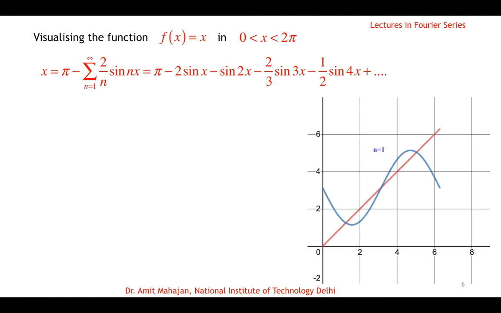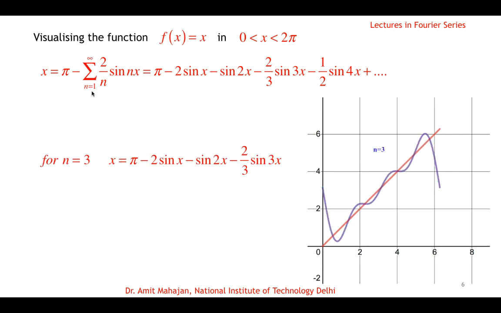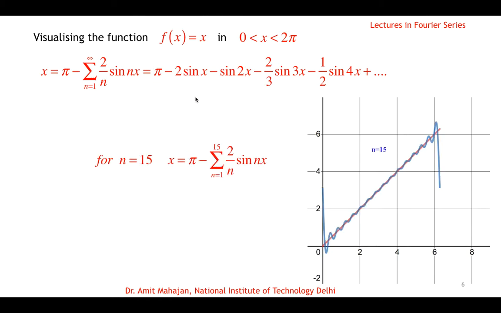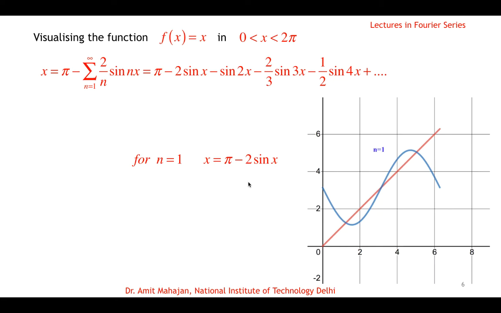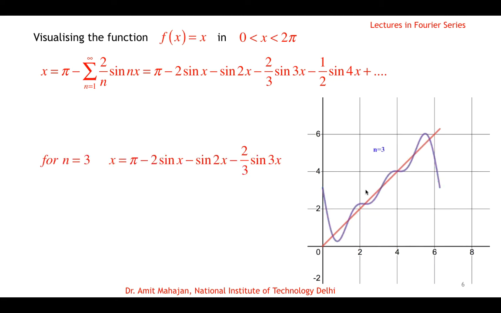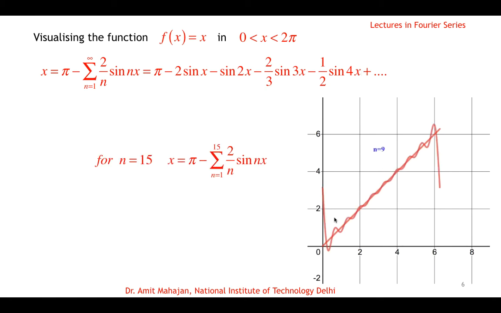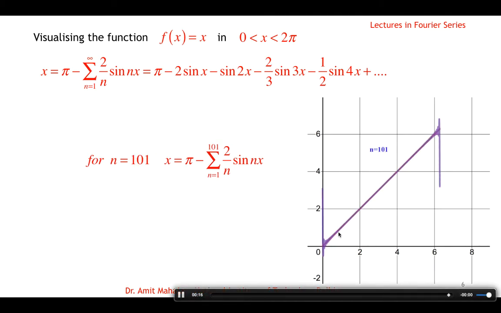When n is 2, it takes two values from this sum, so that means pi minus 2 sin x minus sin 2x, and so on. So if we take n equal to 1, 2, 3, 4 and so on, what exactly happens? You can see that as we take a large number of terms, this right hand side actually becomes this straight line, f(x) equal to x. I plotted it for n equal to 101. You can see that this sum is actually converging to this line. So this is one example.